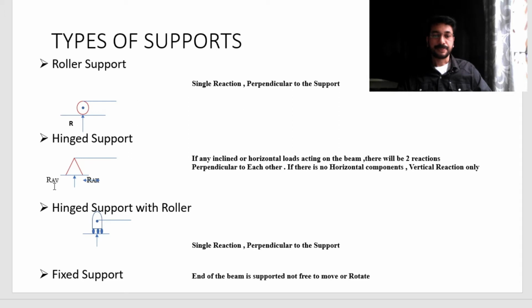In the case of hinged support with roller, the beam is hinged or pinned to another rigid body. This rigid body is kept on rollers and this roller is supported, which is similar to roller support, having a single reaction perpendicular to the support. In the case of fixed support, the end of the beam is supported and not free to move or rotate.